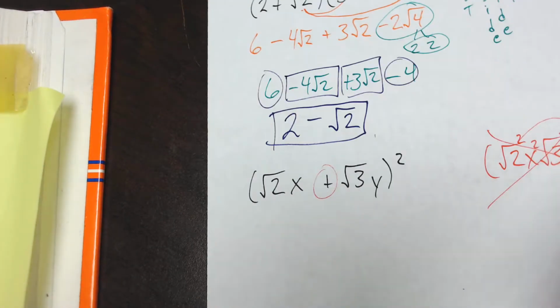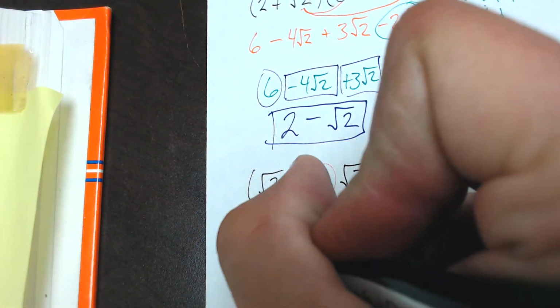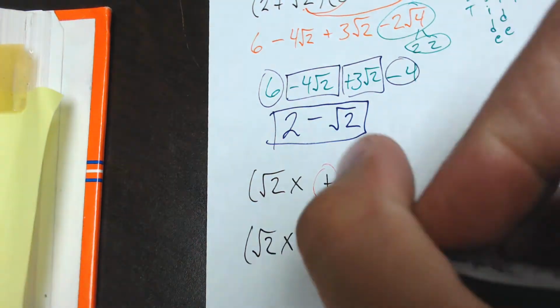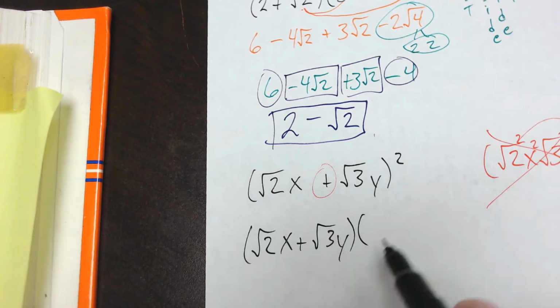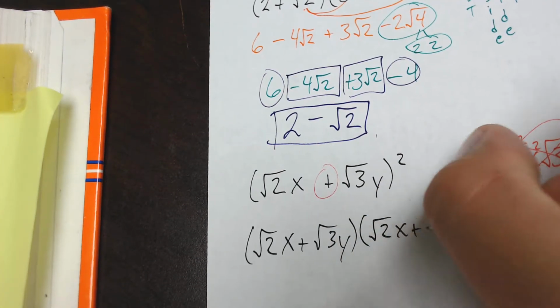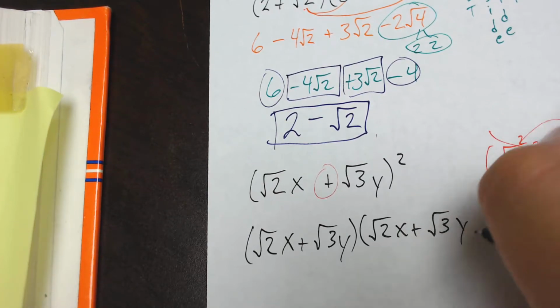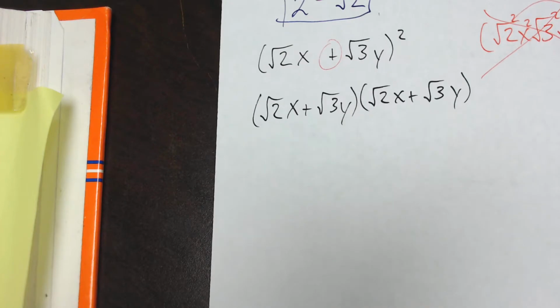We can rewrite this as a problem like the one up here. Actually, I'll do this in black. I'll rewrite it like this. I've got square root of 2 times x plus square root of 3 times y. And then instead of putting the squared, I'm just going to write it again: square root of 2 times x plus square root of 3 times y. Because it's the same thing, right? Now we go ahead and start our FOIL.